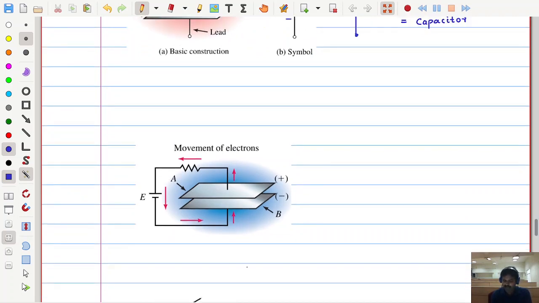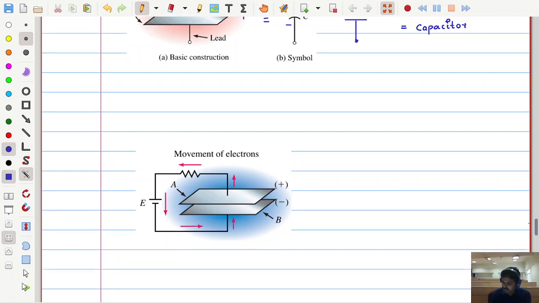Let us understand the operation of the capacitor in a simple way with this diagram. If you observe the generalized property of metals, they are conducting materials. Metals are rich in free electrons, rich in free electrons.